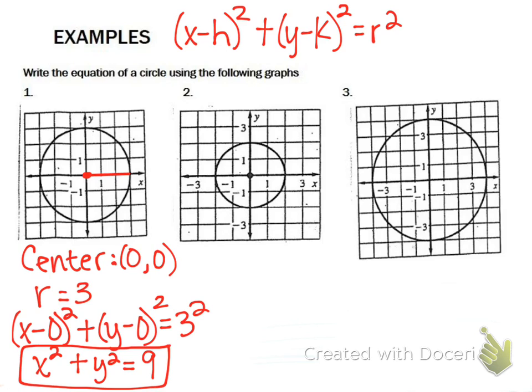So if your center is at the origin, you do not necessarily need to show the x minus 0, y minus 0 step. But that's the only time you wouldn't show that. Any other time, if you have other numbers there, they've got to stay there.